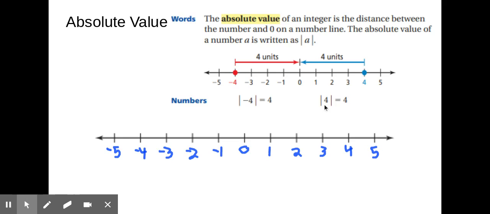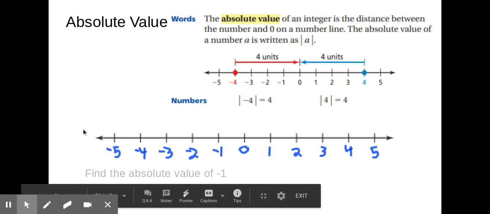And the same thing with the absolute value of 4. We just count how far it is from 0. 1, 2, 3, 4. So the absolute value of 4 is 4. Notice that the whole number and its opposite both have the same absolute value. That is because they are the same distance away from 0, just in opposite directions.